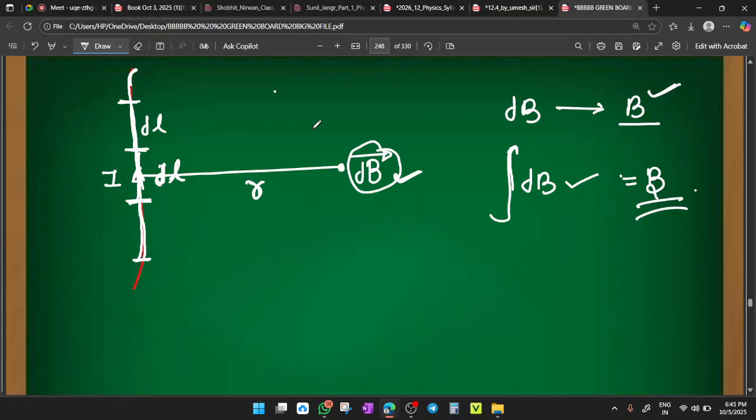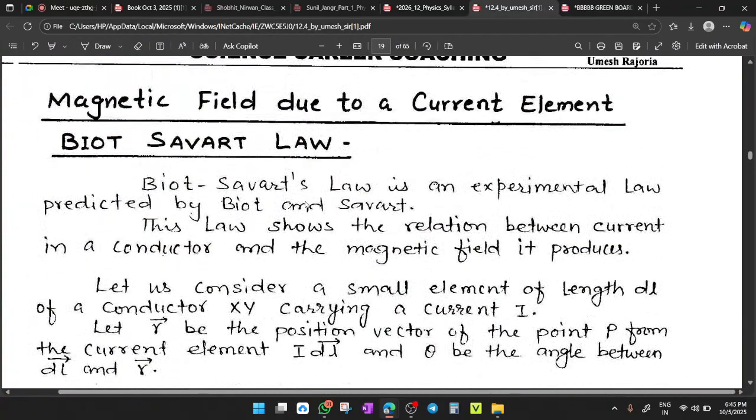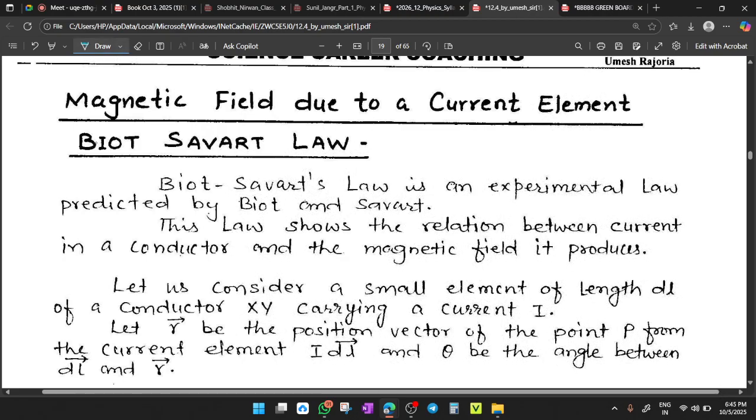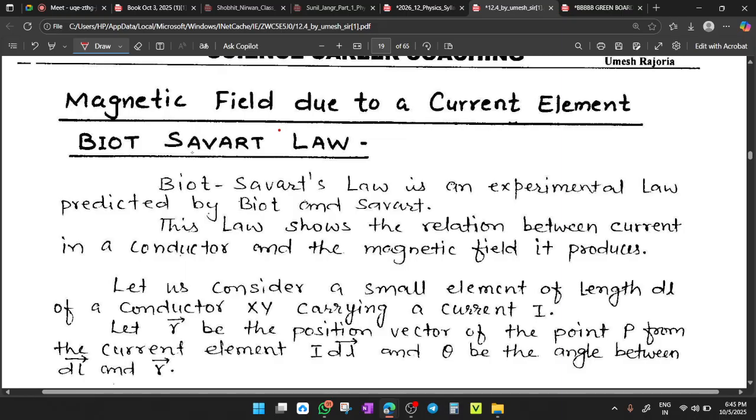Yes, so this is the concept behind the Biot-Savart law. Now, the magnetic field due to a current element is given by the Biot-Savart law. Biot and Savart are the two physicists who gave the concept to find the magnetic field because of a current element. If there is a current element, and up to some distance r you have to find the magnetic field, what is dB? This beautiful formula is given by Biot and Savart.